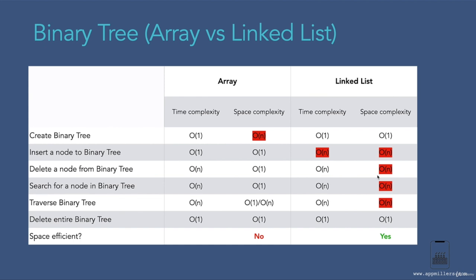And the space complexity is also O(n) because in this case we are using level order traversal to find a node that we are going to delete. So we know that in case of level order traversal, the space complexity is O(n).